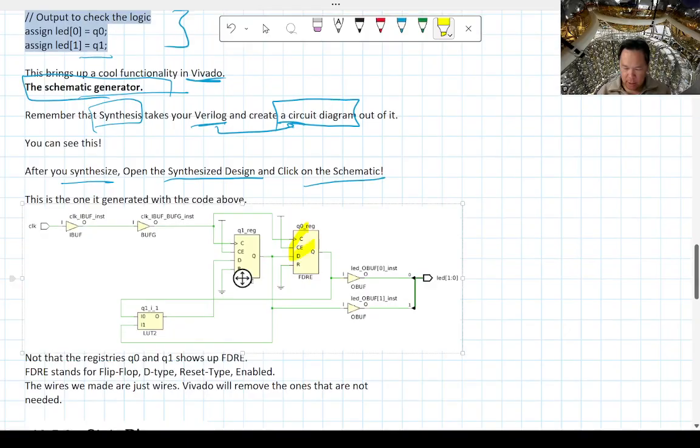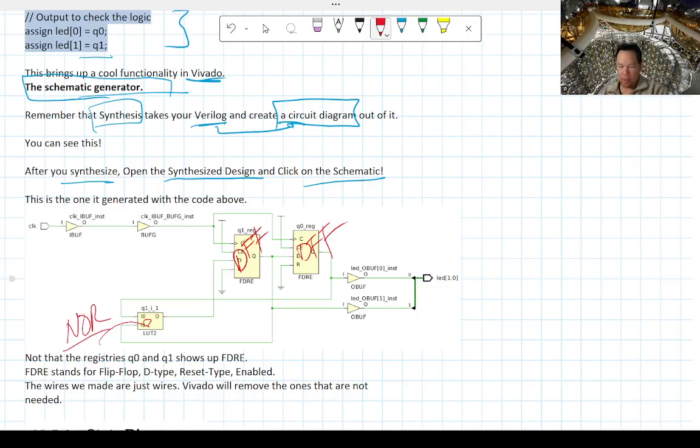You can physically see the two D flip-flops that we made in the Verilog. And this one is a LUT, a lookup table. It doesn't label what it is, but obviously this is the NOR gate that it made for you. And it has some outputs to LED.